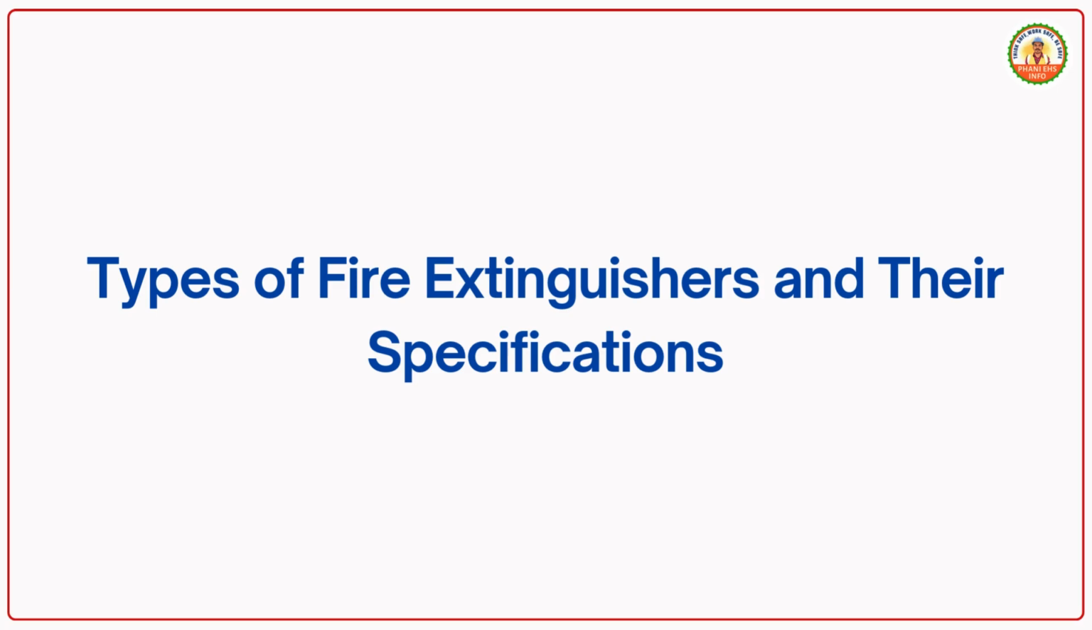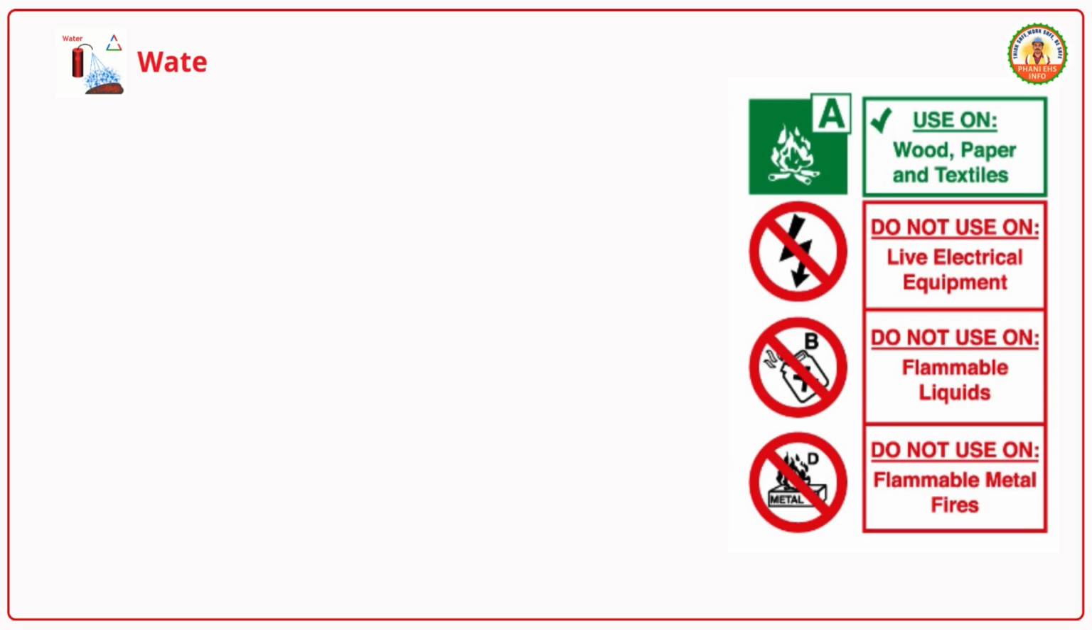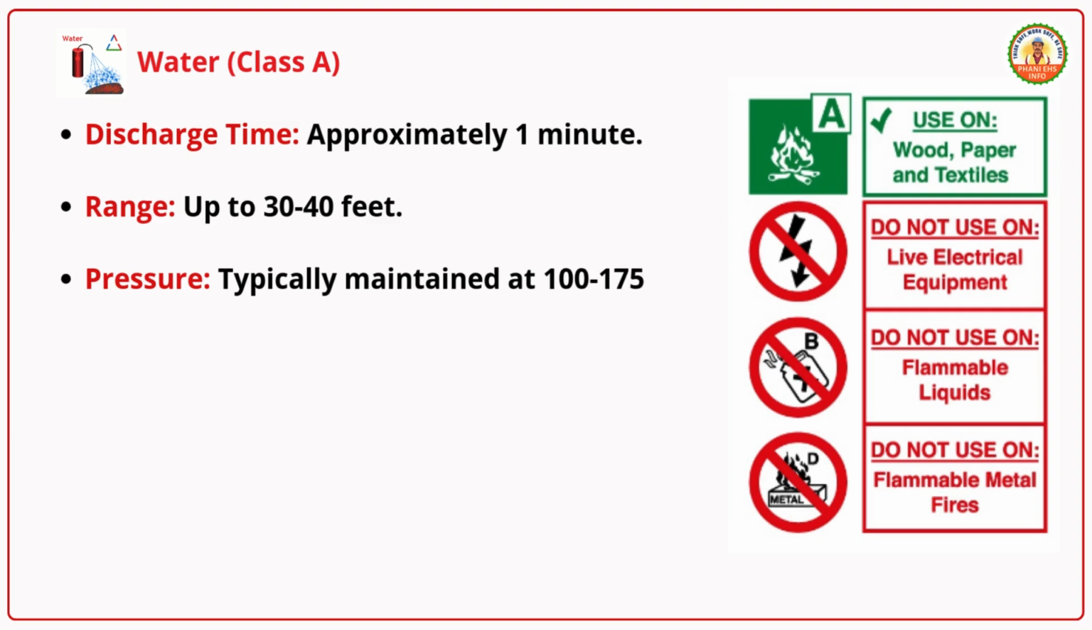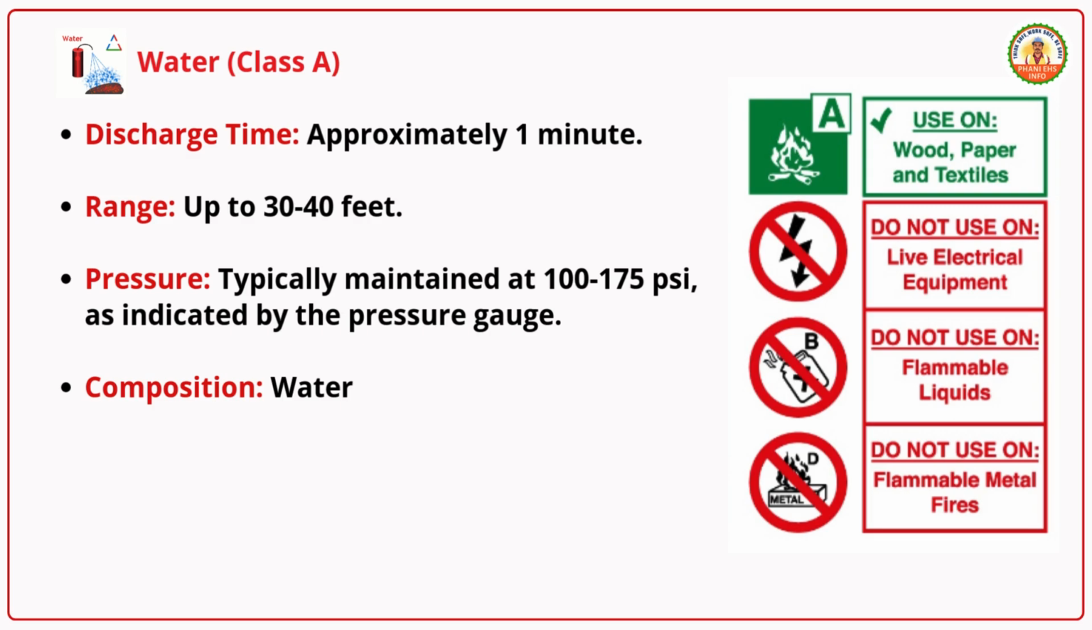Types of fire extinguishers and their specifications. There are various types of fire extinguishers, each suited to specific fire classes. Here's a breakdown of each type, including their specifications, the composition of the extinguishing media, and the pressure maintained. Water, Class A. Discharge time approximately 1 minute. Range up to 30 to 40 feet. Pressure typically maintained at 100 to 175 psi, as indicated by the pressure gauge.